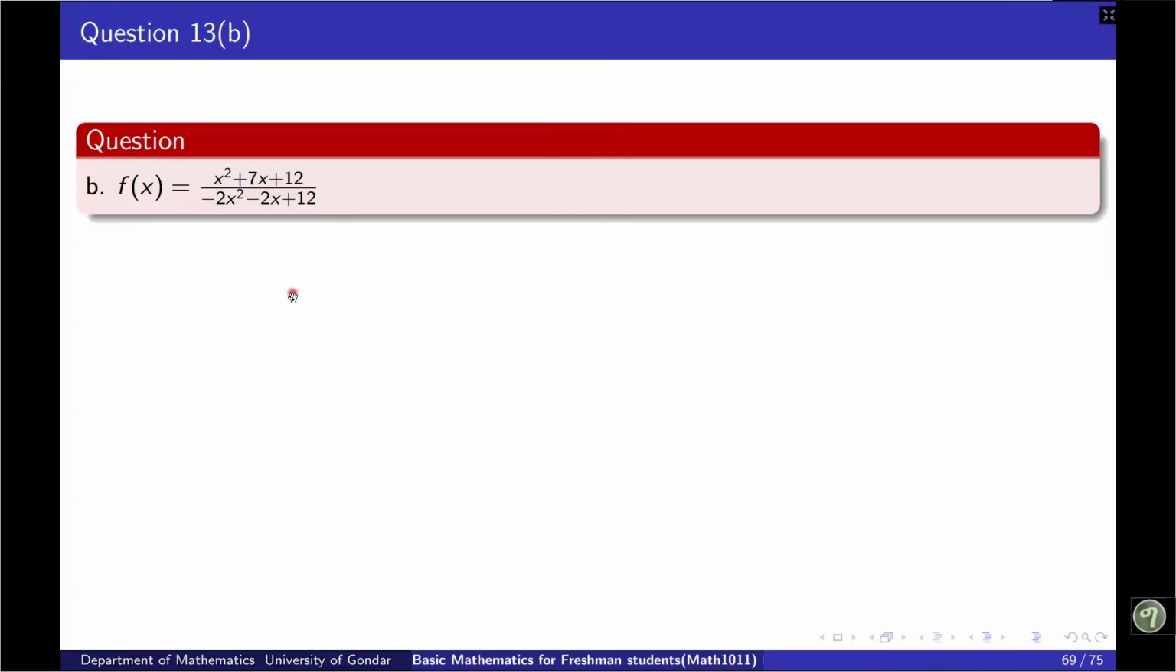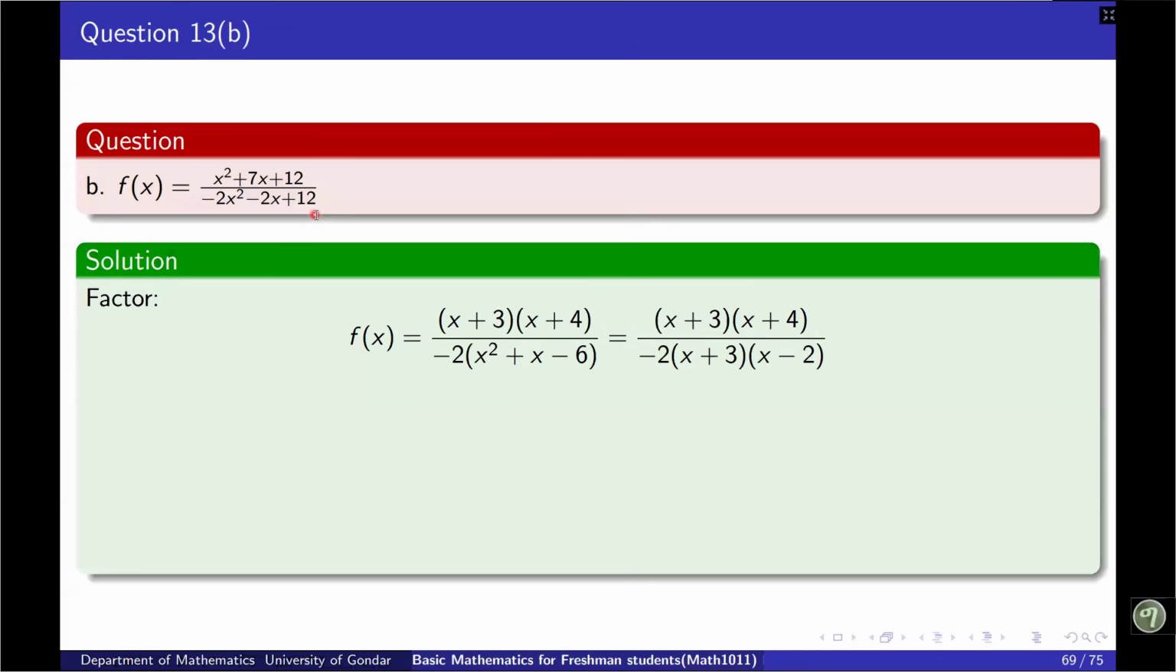Okay, the next one is question number 13b. F of x is given by this rational function. So first, let's factorize. The denominator can be factorized by finding two real numbers whose sum is 7 and whose product is 12, that is 3 and 4, so that x squared plus 7x plus 12 can be factorized as (x plus 3) times (x plus 4).